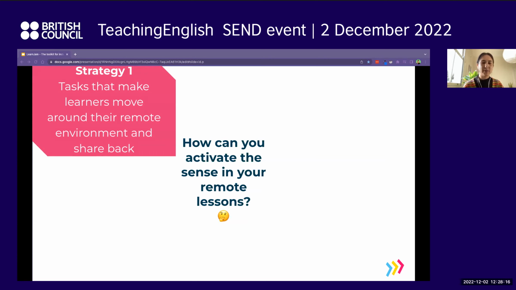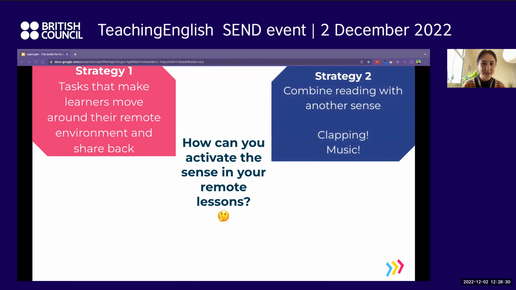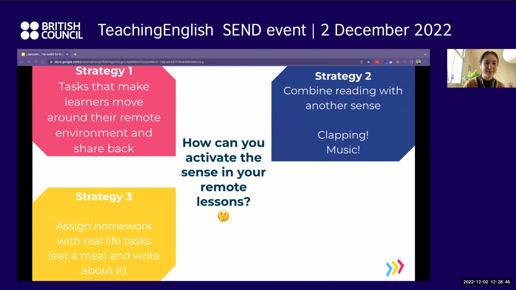So an example of this was the one that I did at the beginning of the session where I said, can you go and find something from your environment, hold it in your hand, and then share with me how this makes you feel. Strategy 2 would be combining reading with another sense. So, for example, reading and body movements, percussion and clapping, or reading and sound, music, melodies. Strategy 3, assign homework with real life tasks. So ask your learners to eat a meal and then write something about it.